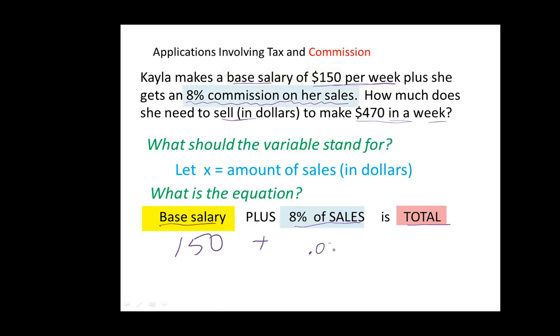8% of her sales, that's going to be 0.08. And remember, x was the amount of sales. So 8% of x gives her total. That's the total that she brings home, and she wants to bring home $470.